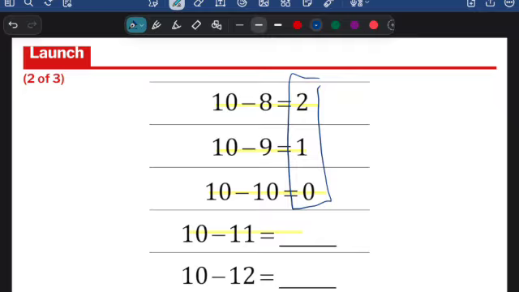Every time we moved one more to the left, our ending place moves one more to the left. So we're decreasing by 1 every time. So if we subtracted 11, if we moved to the left 11, we would end up at negative 1. And then following our pattern, we would move to the left one more time. So when we subtract 12, we should end up at negative 2.